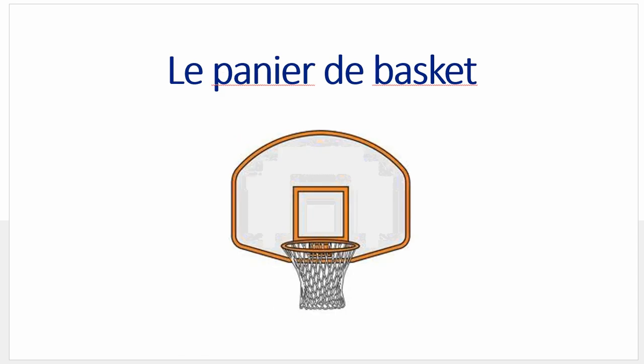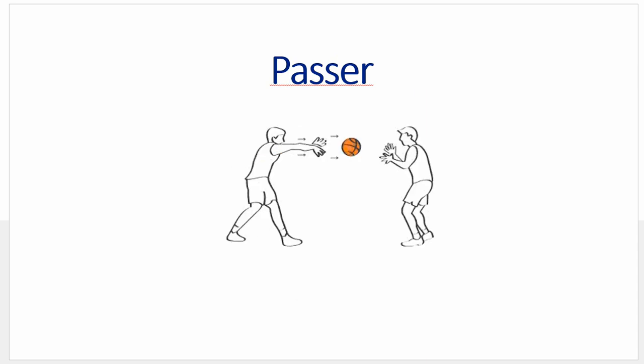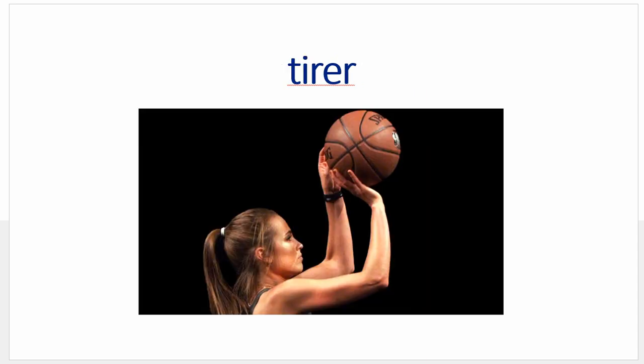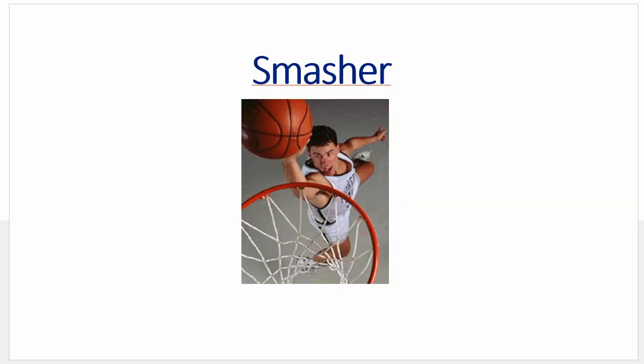Le panier de basket, ça veut dire basket, like the hoop, I guess. Passer, ça veut dire to pass. Tirer, ça veut dire to shoot. Yes, this would be shoot with a gun, shoot a basket, either way. And everyone's favorite word, smasher. Smasher, ça veut dire to dunk.